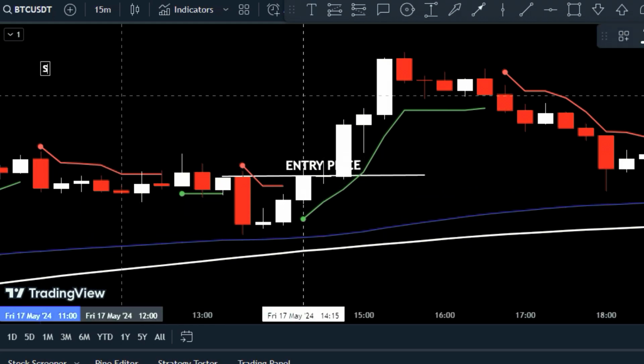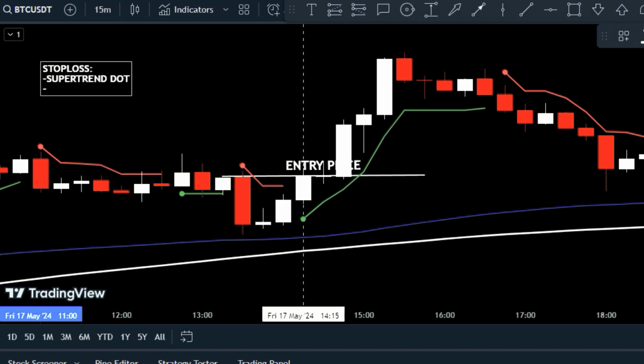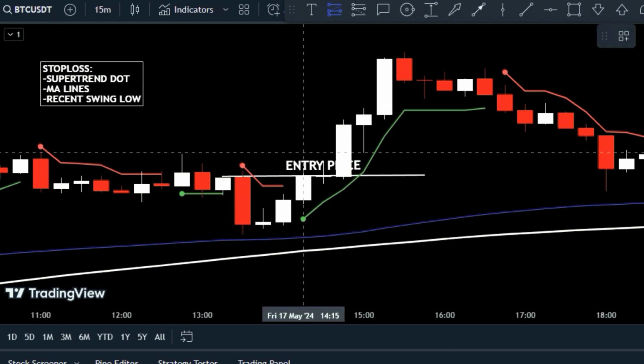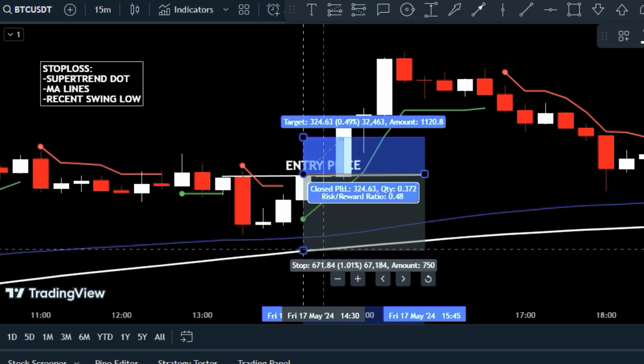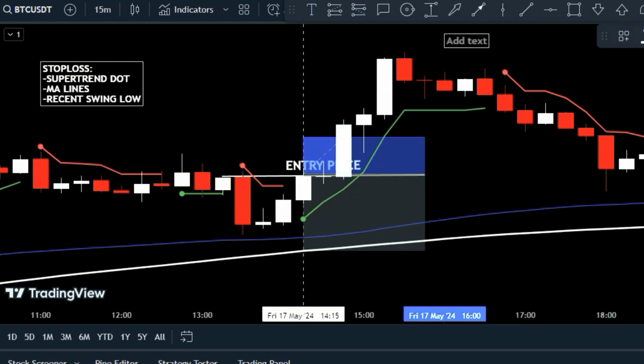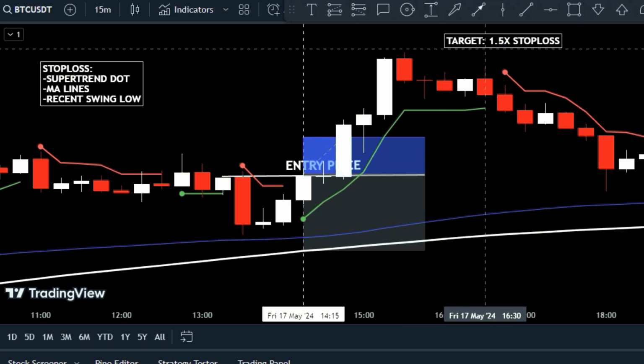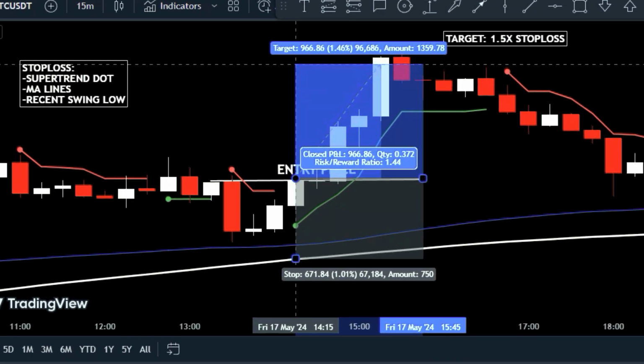But remember, as excited as you may be, don't forget about risk management. Set a stop loss for the trade by selecting either the super trend dot, one of the MA lines, or the most recent market swing low to protect your hard-earned cash. Now, to calculate the profitable trade target, set it 1.5 times greater than the distance between the entry and stop loss level.